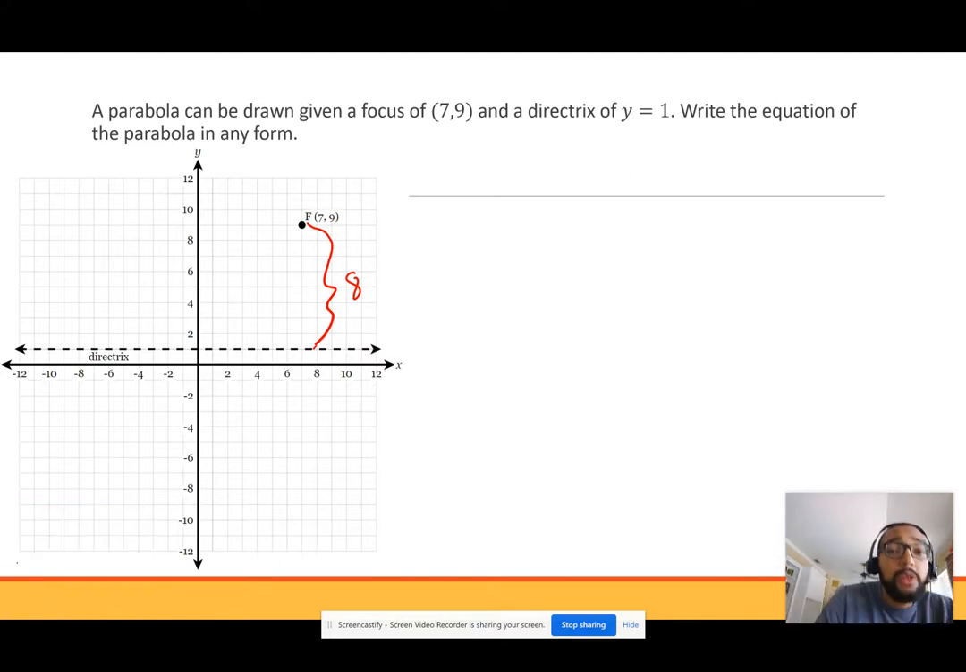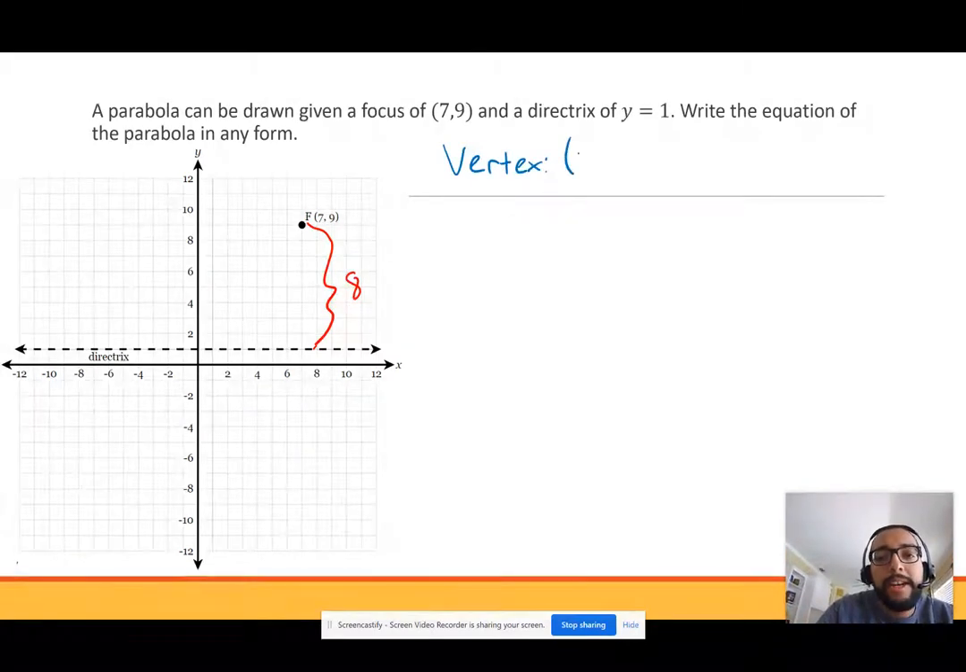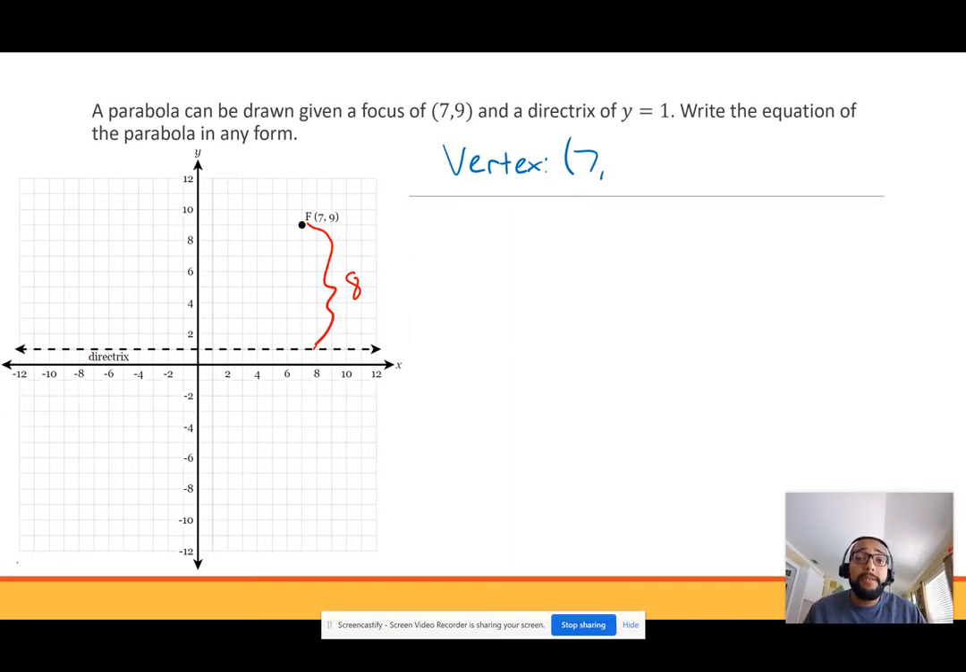Okay, perfect. So we found a total distance. Well, let's find the vertex. Vertex again. It's going to be directly in between the focus and directrix. And again, the x value of your vertex is the same x value of your focus. So here, since that's a total distance between directrix and focus of 8, halfway in between that is 4.